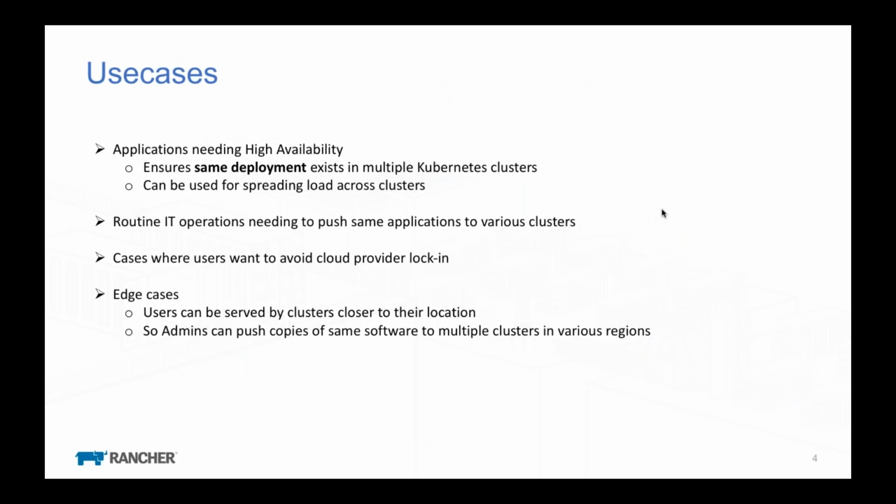Now, what are the use cases that these two applications are helping to solve? So, for applications that need high availability, MultiCluster App and global DNS can be used. If your clusters are positioned in different geographical regions, you can ensure that the same deployment of the application exists in these multiple clusters. So even if one particular cluster has gone down or your application in a cluster is not responsive, the same application residing in another Kubernetes cluster can take on the user load.